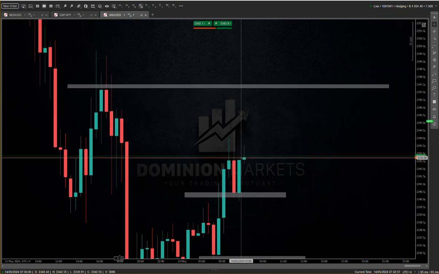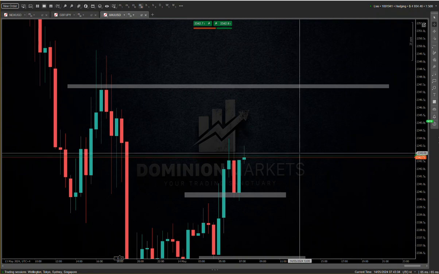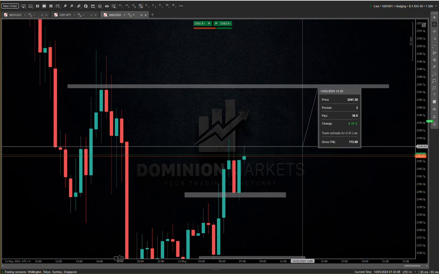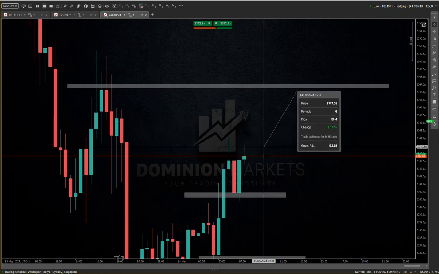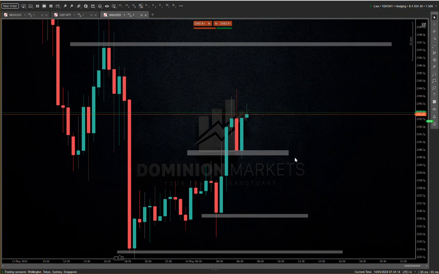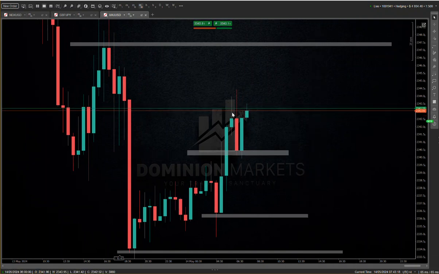So if we do form some sort of a support area, or some sort of a consolidation area with volume from pre-London or London Open, I think there's a high probability we can push through these rejection zones all the way to the top side. And on the other side, if we break below 23.39, we can continue to push down. So we'll just have to wait to see how this candle closes.